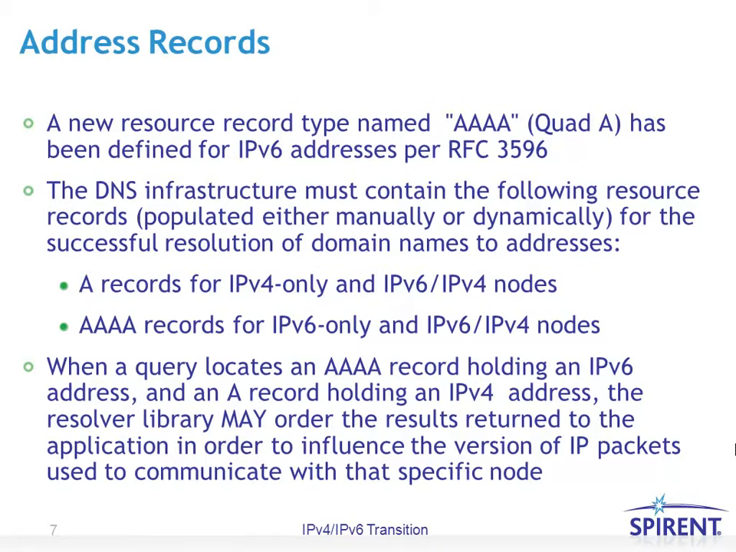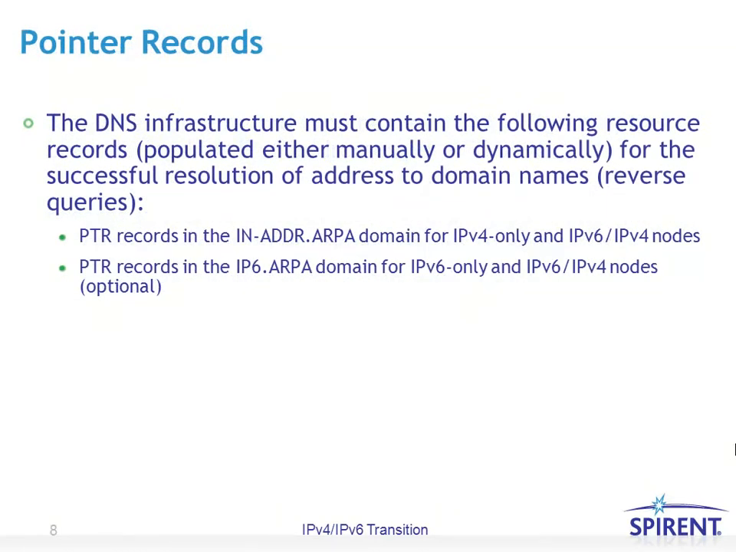So a new resource record type named Quad A has been defined for IPv6 addresses in RFC 3596. So the DNS infrastructure must contain the following resource records for the successful resolution of domain names when migrating from IPv4 to IPv6. Of course, you have the original A records for IPv4 addresses and Quad A records now for IPv6 addresses. For reverse lookups, there is a new ARPA domain that has been added for IPv6 addresses as well.